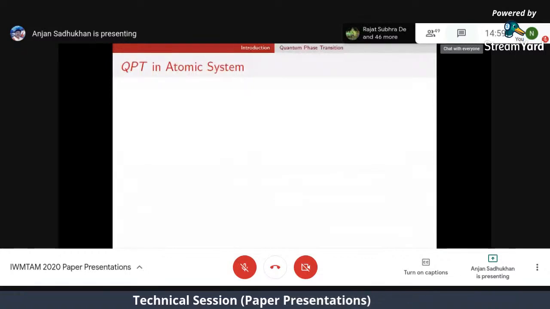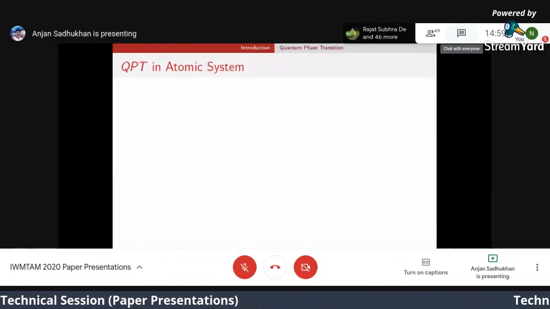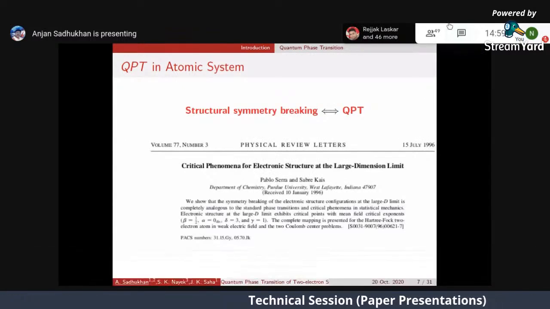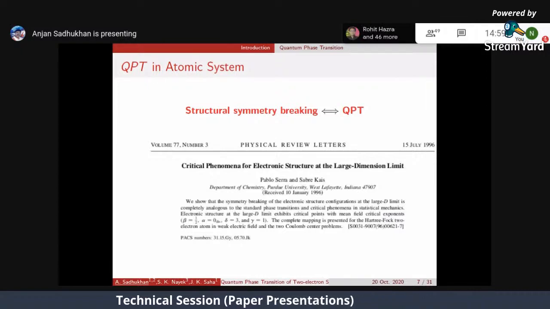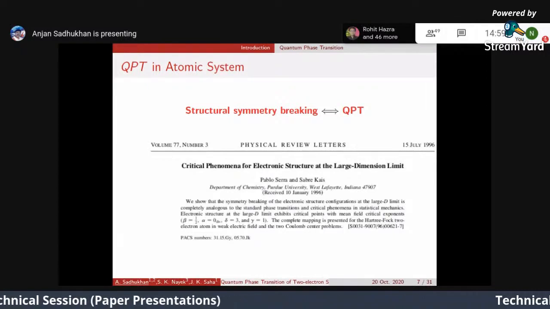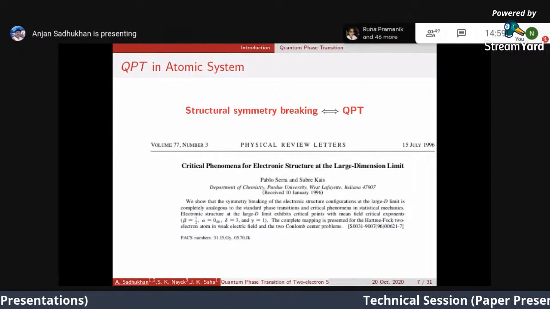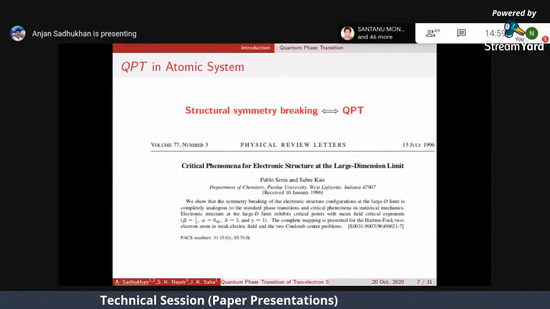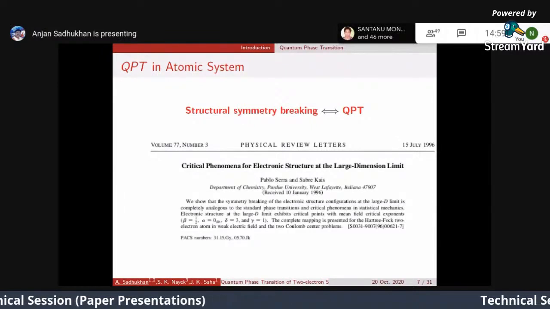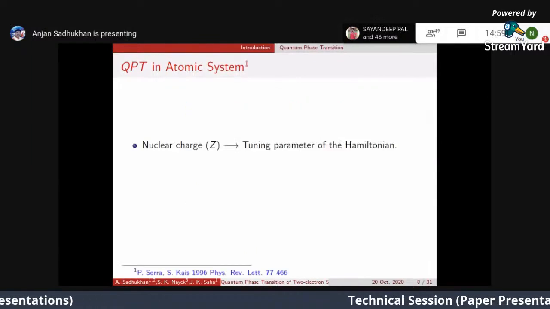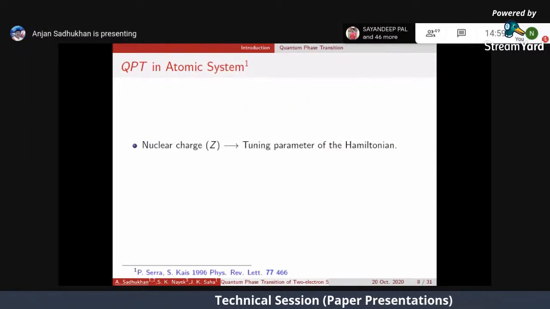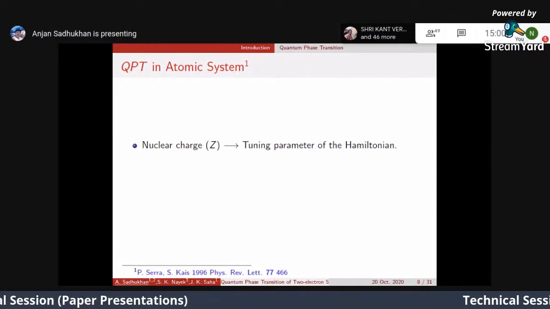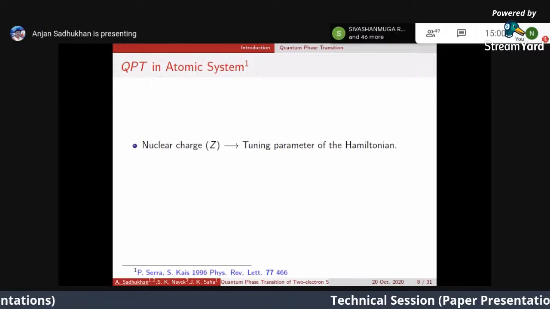How can we relate quantum phase transition with an atomic system? Well, in 1996, a seminal work by Serra and Kais proposed that the symmetry breaking in the electronic structure configuration can be considered as the signature of quantum phase transition in an atomic system in its ground state. Not only that, they showed that the nuclear charge of an N electron system can be considered as the tuning parameter of the Hamiltonian of the system.